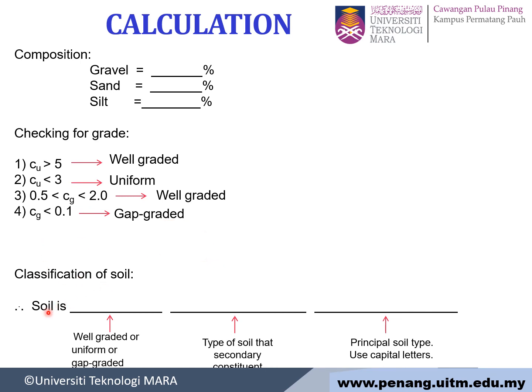Classification of soil. First is well graded, uniformly graded, or gap graded, and after that is the tertiary constituents type of soil. For example, you have gravel 60, sand 30, and silt 10, so it becomes silty. And then the secondary constituent, silty, sandy. And then the last one is the principal soil type, which is the largest percentage, so gravel. For example, well graded, silty, sandy gravel. That is an example.